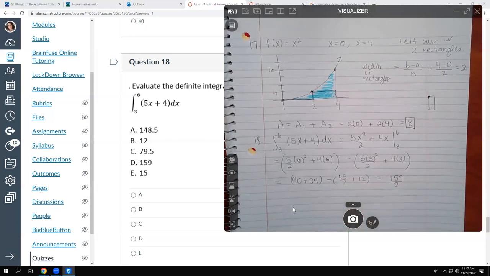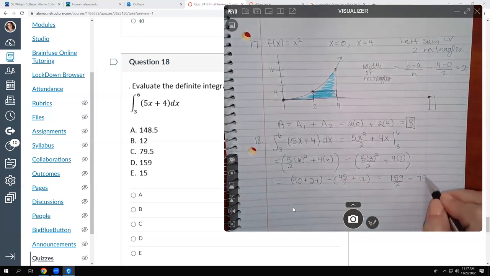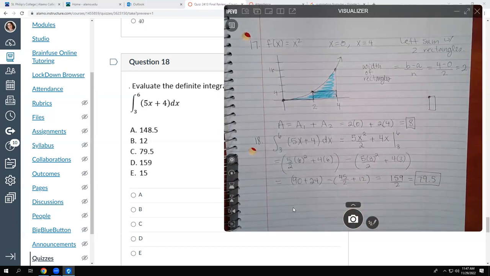That's not any of the things on there. So let me change it to a decimal and I get 79.5. That one is on there. So it is D. So it's not too complicated. Just remember to use your integration rules and not your derivative rules, right?